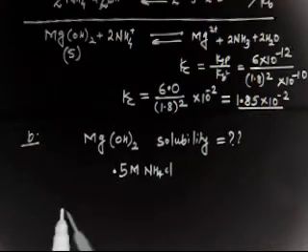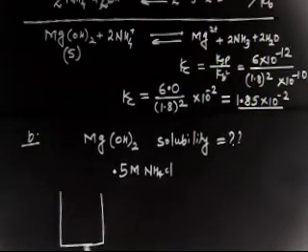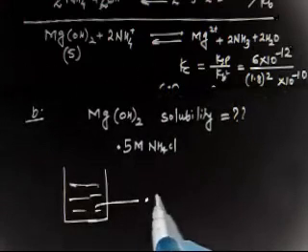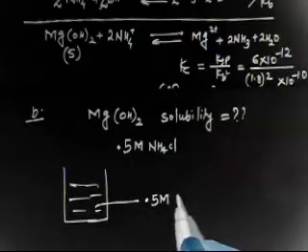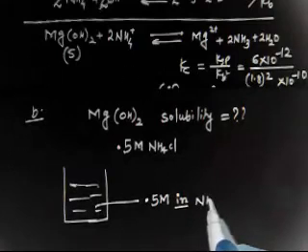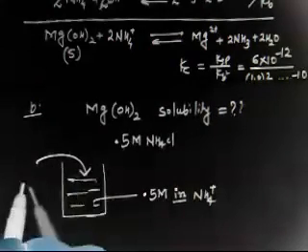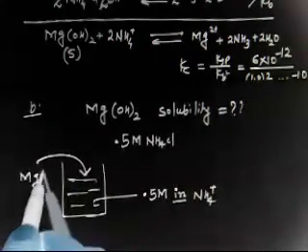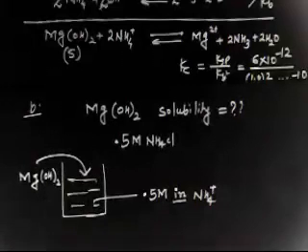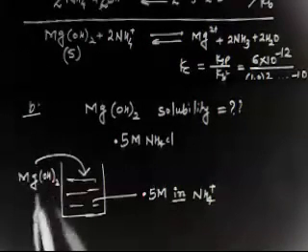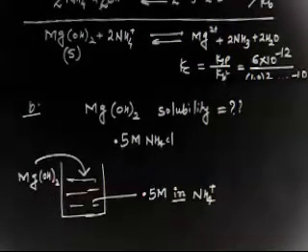So what this question says: I have a beaker and this beaker contains a solution, and this solution was initially 0.5 M in NH4+. So initially the concentration of NH4+ was 0.5 M, and now I am adding Mg(OH)2 in the same solution. And then the question asks, what will be the solubility of Mg(OH)2? So how much Mg(OH)2 will dissolve?